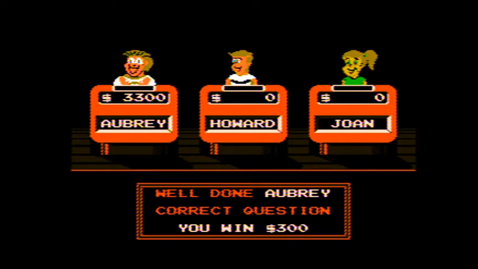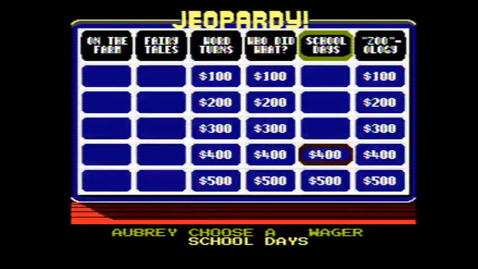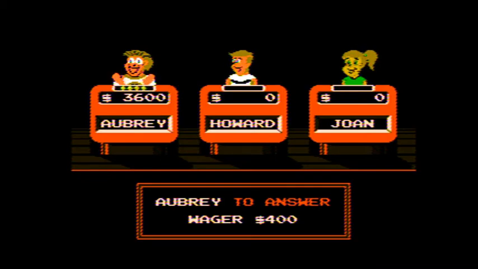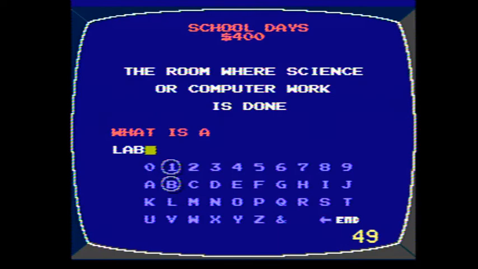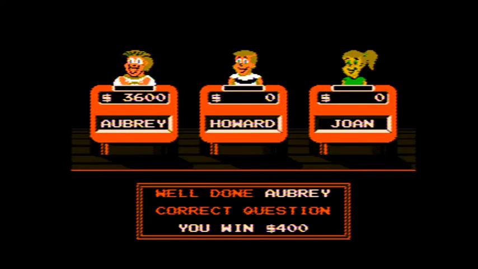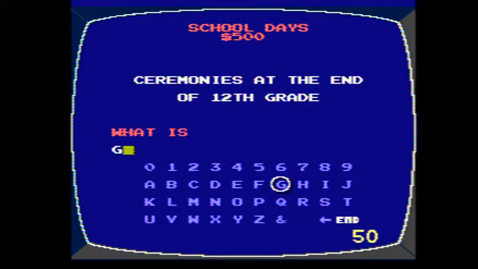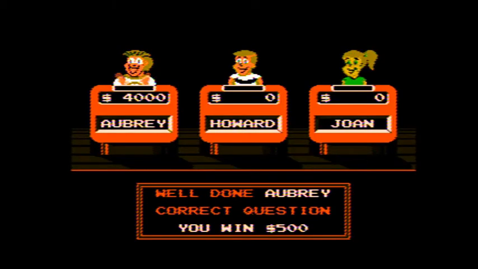School days 400. The room where science or computer work is done. What is a lab? School days 500. Ceremonies at the end of 12th grade. What is graduation? There we go. 3 categories. Who did what 100?